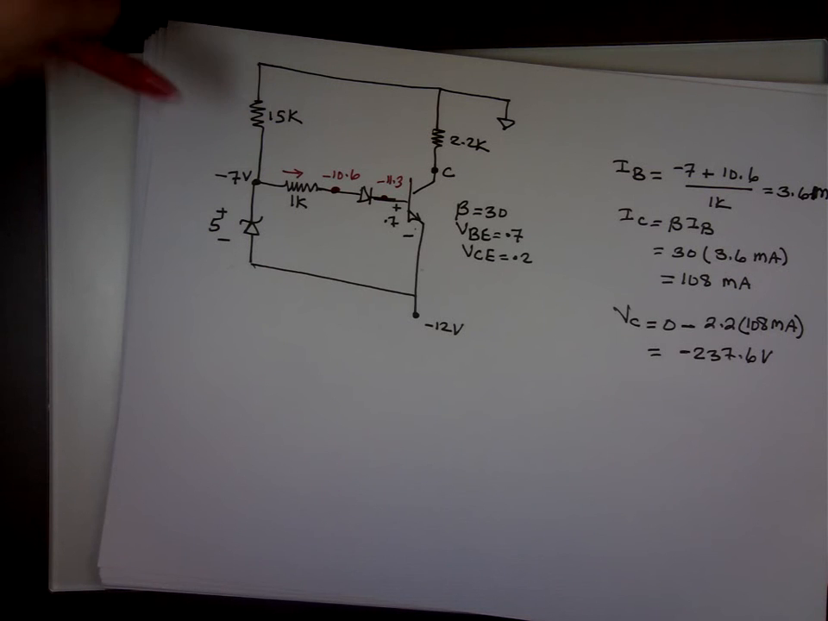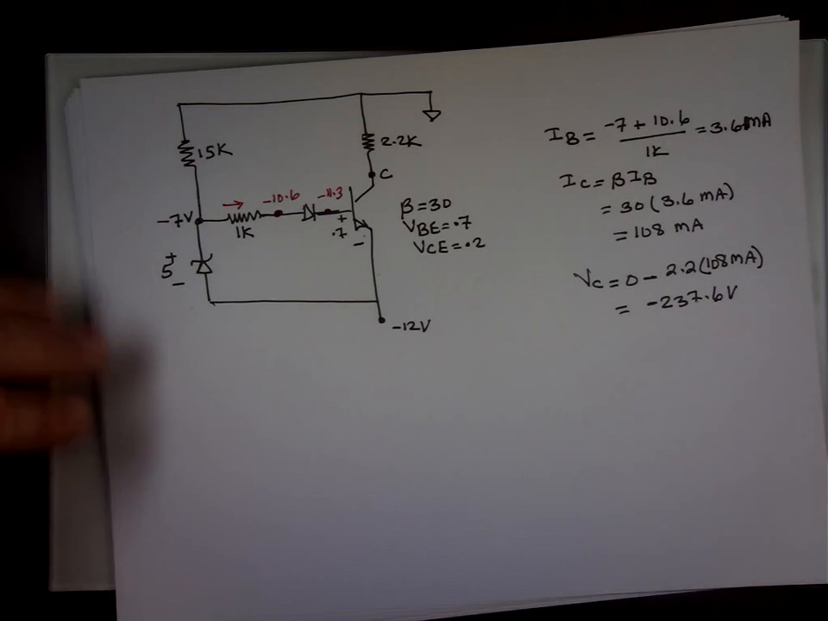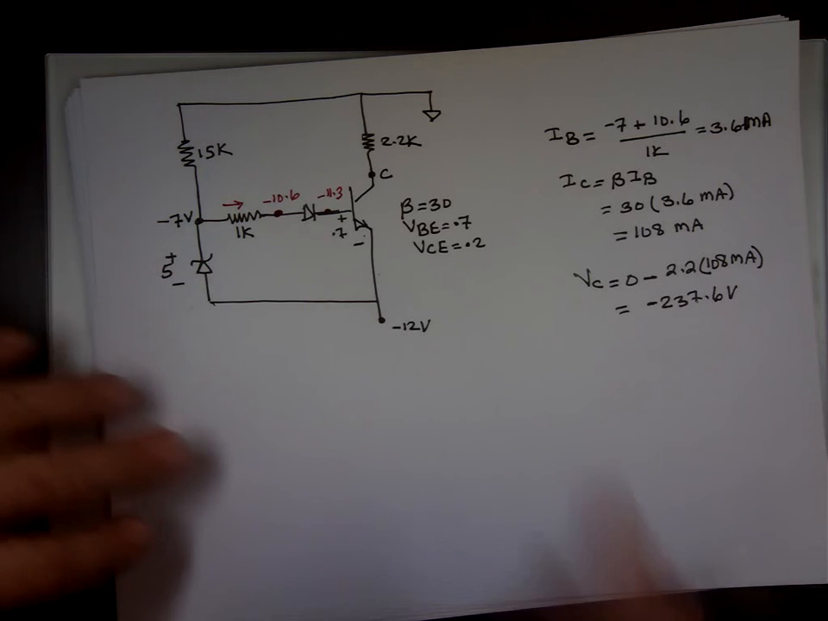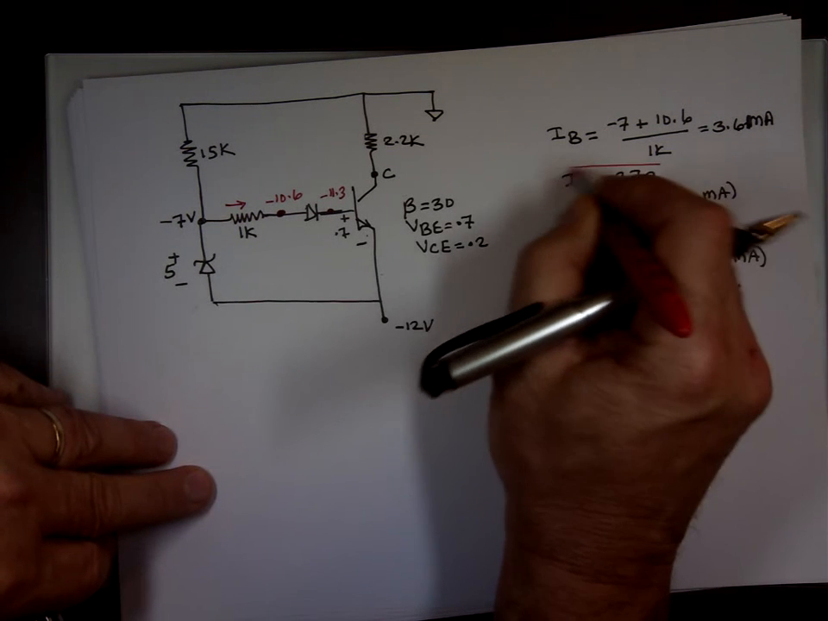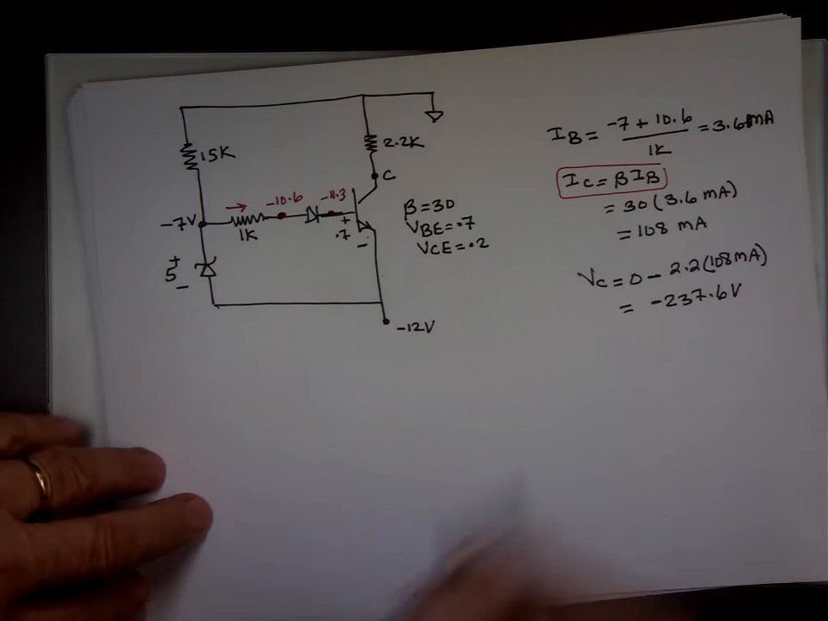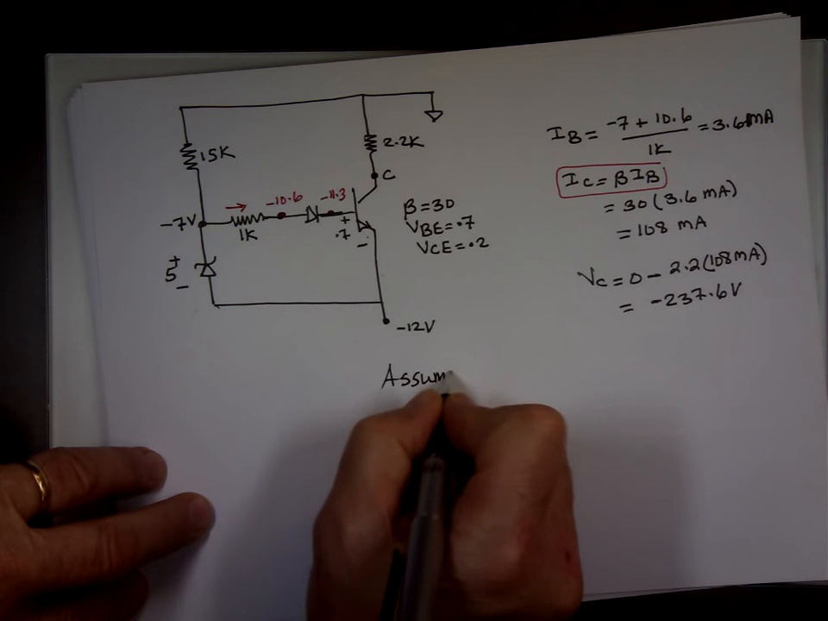Good luck getting that value when this is negative 12. Again, I made the assumption this is in active mode. This one tells me no, it's not. So if it's not in active mode, I can't use these ratios. I can't say I sub C equals beta times I sub B. That's only when it's in active mode. So maybe my transistor is in saturation. So let's assume saturation.